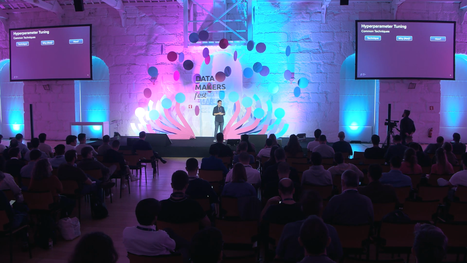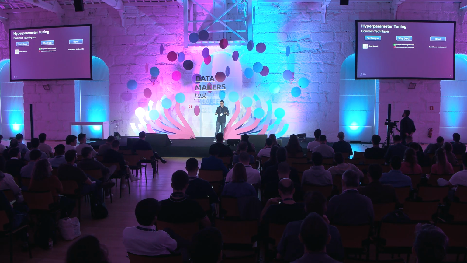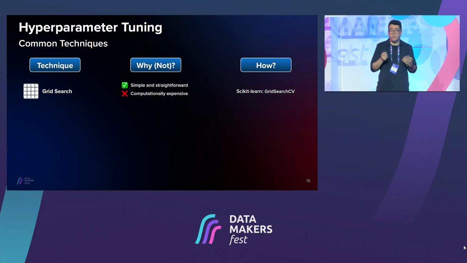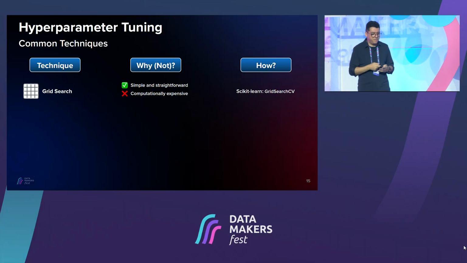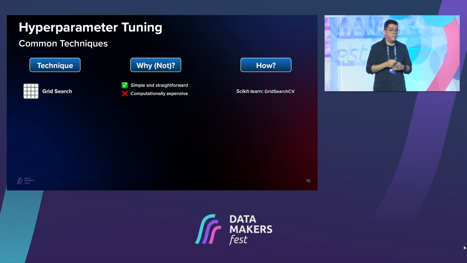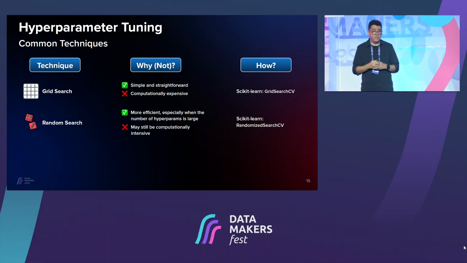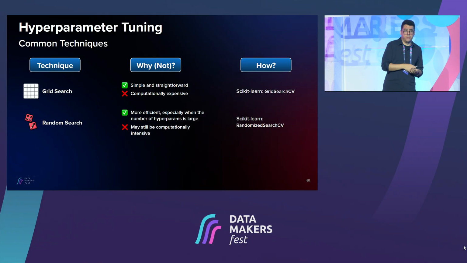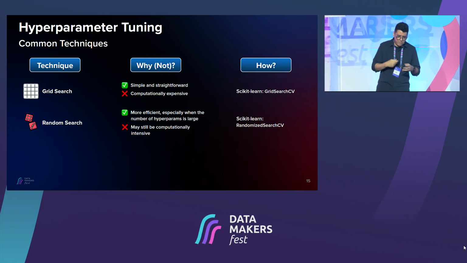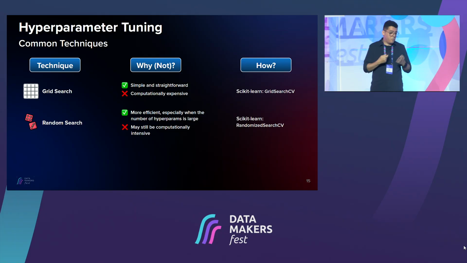Some common techniques here are essentially grid search. I think this is the most popular one. It's very simple and straightforward, but it's not advisable at all because it's very expensive computationally speaking, depending on how many hyperparameters or the size of your hyperparameter range. It's available in scikit-learn. A better alternative is random search. It's more efficient, especially when you have a large number of hyperparameters, but it can still be computationally intensive, and it really depends on the computational resources you have available. This is also available in scikit-learn.